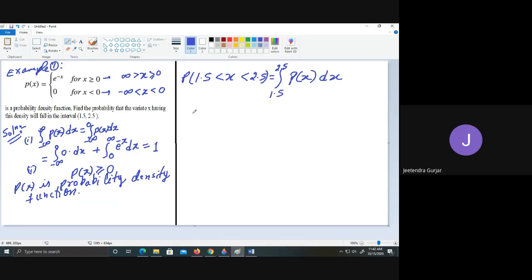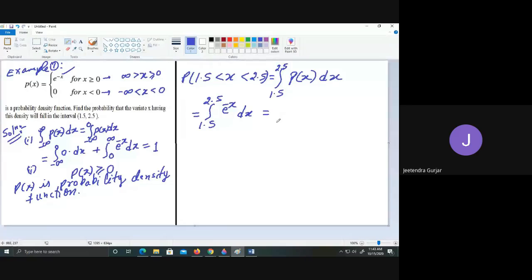We already know this is greater than or equal to 0. Which function are you going to substitute? This function. That is the integration from 1.5 to 2.5 of e raised to minus x dx. Directly put it in the calculator. Can you tell me the answer? Muzammil, are you there? I think Kalyani is there. Just substitute the value, directly put it in the calculator. You will get a direct answer. No need to sit and calculate.